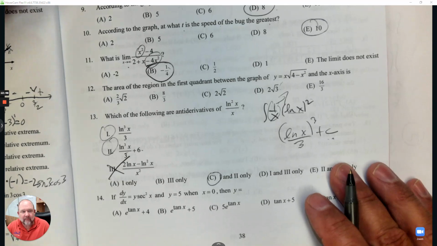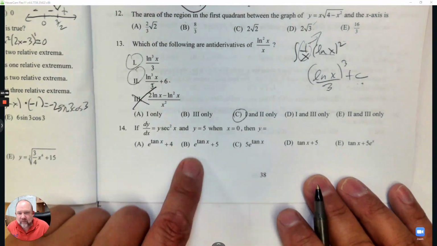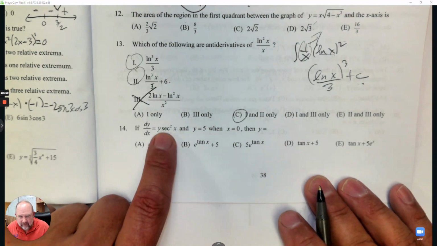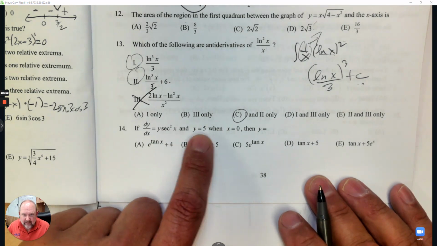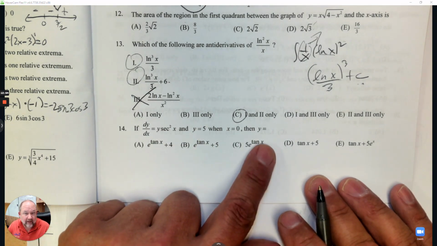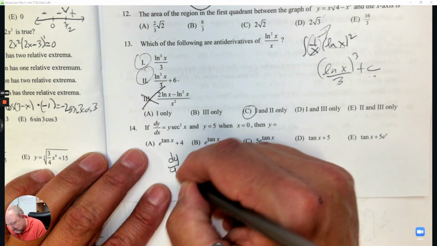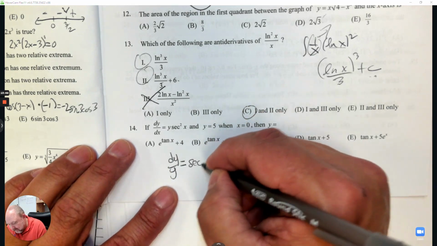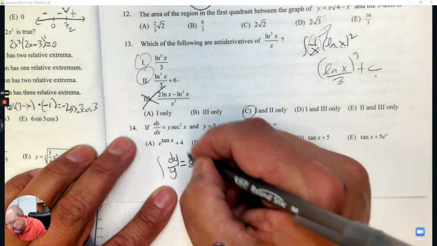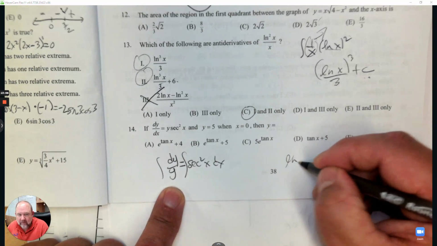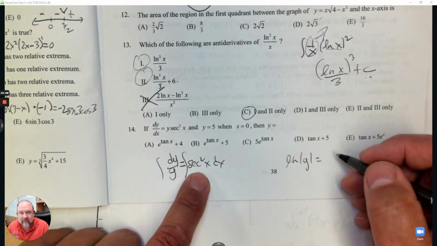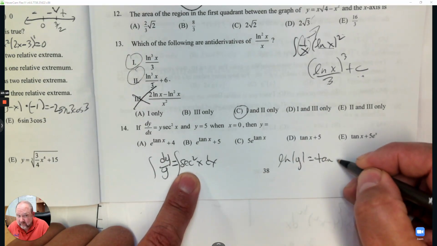Perfect. Number 14. Is this one where I need another piece of paper? So I have a derivative. Y equals 5, x equals 0. So then what does y equal? So I'm going to do the antiderivative here. So I'm going to separate the variables. So I'm going to divide by y. See if I have room here. And I'm going to multiply by dx. When I do this, this is going to be a logarithm. The antiderivative of secant squared is tangent. That's a rule you need to know.